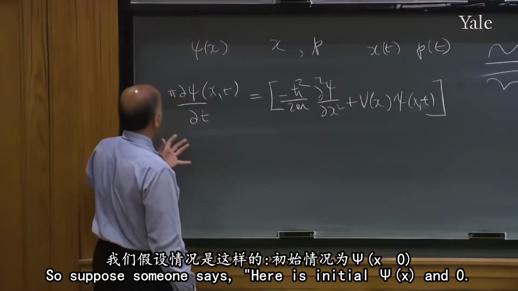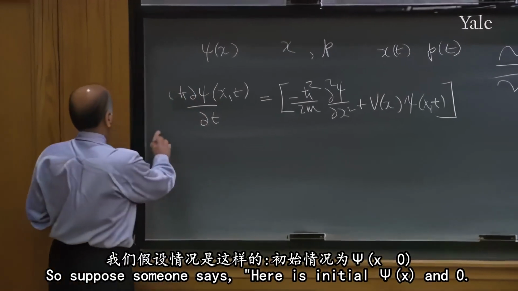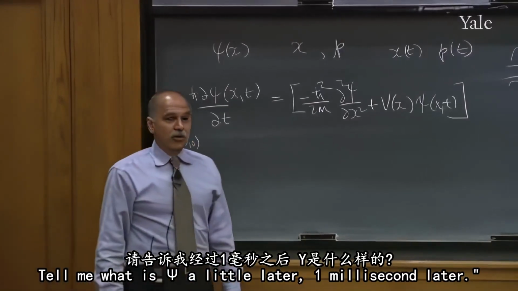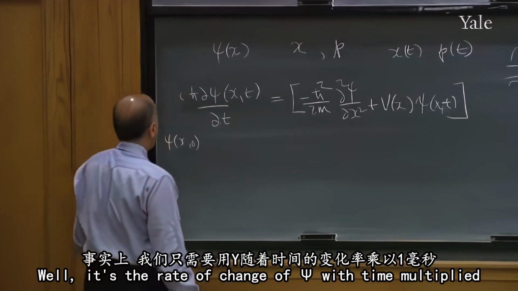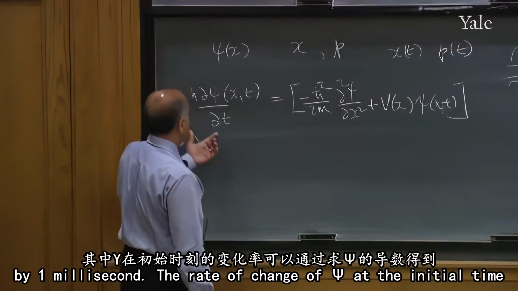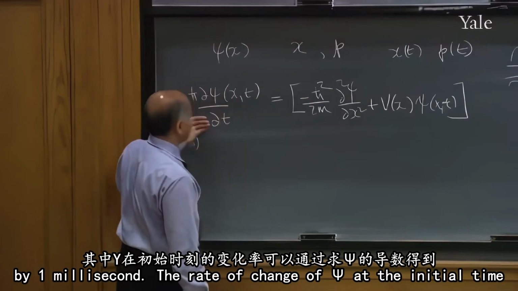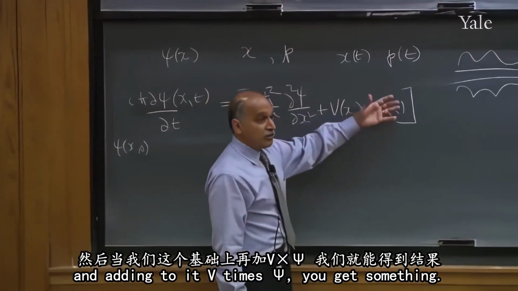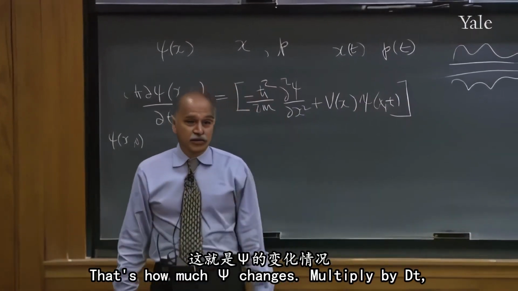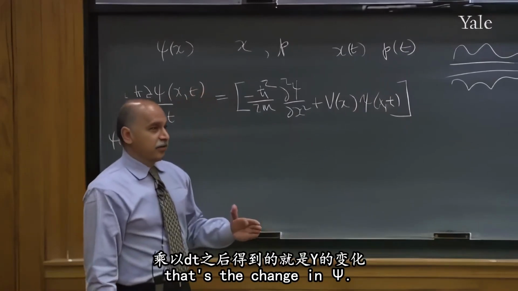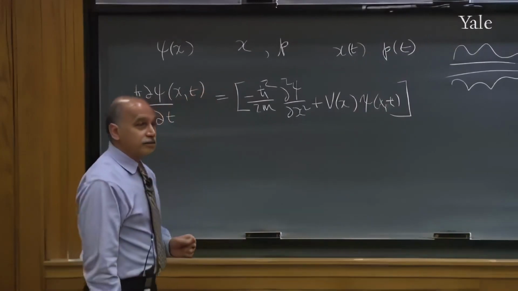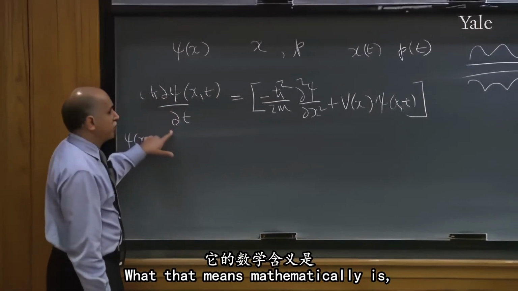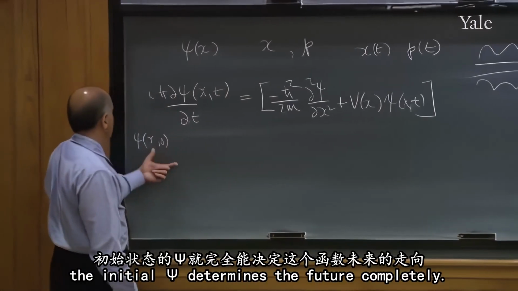Suppose someone says, here's my initial psi of x and 0. Tell me what is psi a little later. 1 millisecond later, well, it's the rate of change of psi with time multiplied by 1 millisecond. The rate of change of psi at the initial time is obtained by taking that derivative of psi and adding to it V times psi. You get something. That's how much psi changes. Multiply by delta t, that's the change in psi. That will give you psi at a later time. This is a first order equation in time. What that means mathematically is the initial psi determines the future completely.